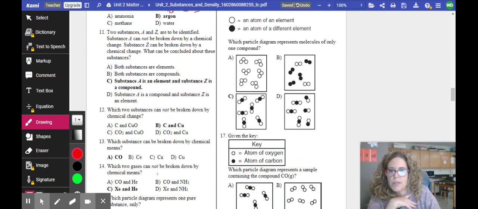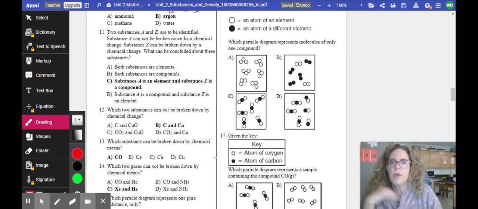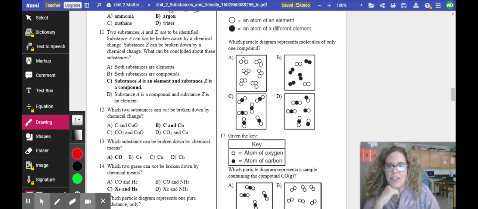If I have two substances, A and Z, am I recording? I don't even know if I'm recording. I think I'm recording. Yeah, I'm recording. Sorry, you know me and my technology.